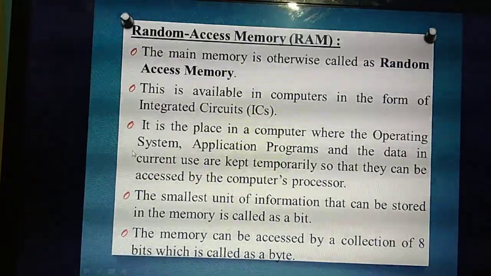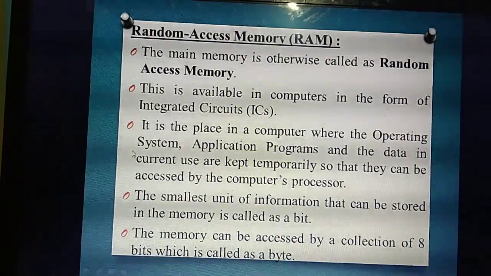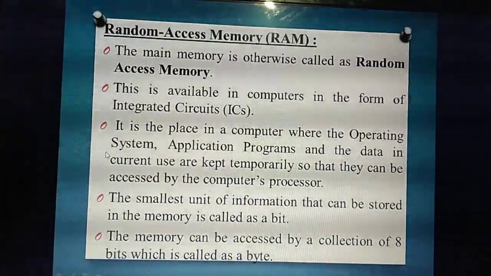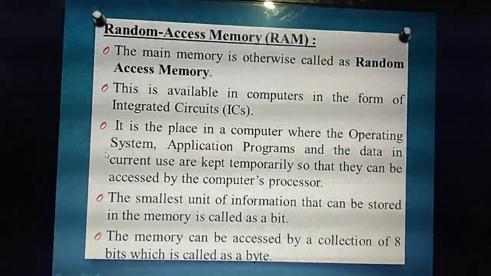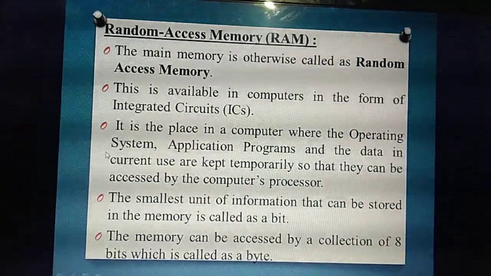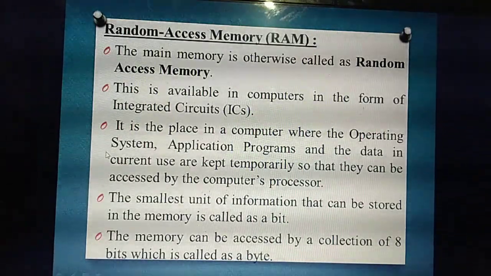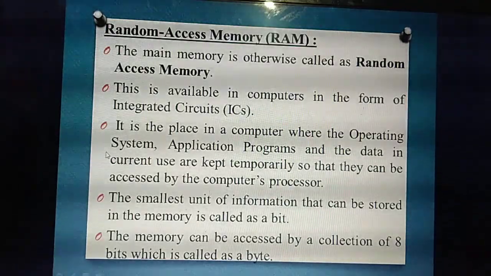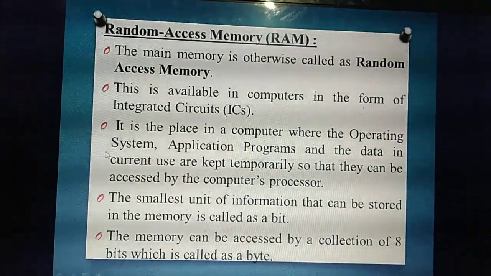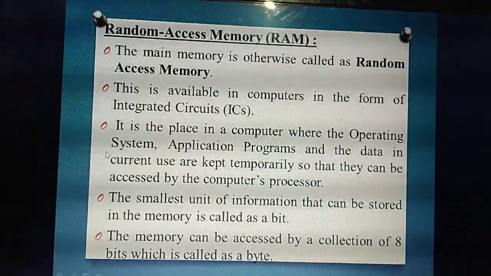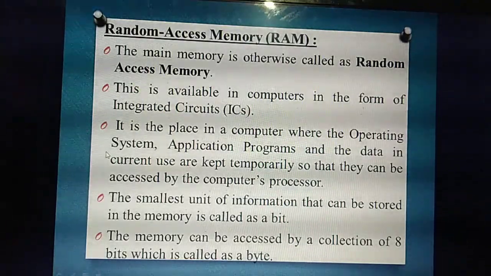In that memory hierarchy, first we are going to study the first type of memory, called random access memory, RAM. Already you have studied this RAM in detail, isn't it? What do you mean by RAM? RAM is random access memory. Already we have studied that main memory is otherwise called which memory? Random access memory, isn't it?